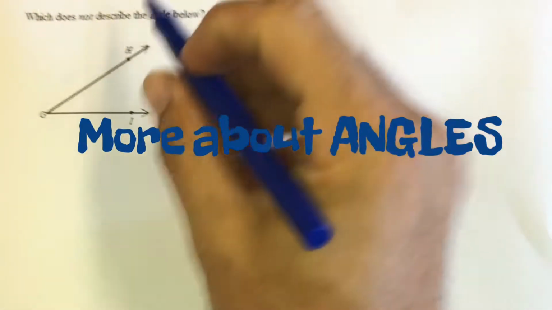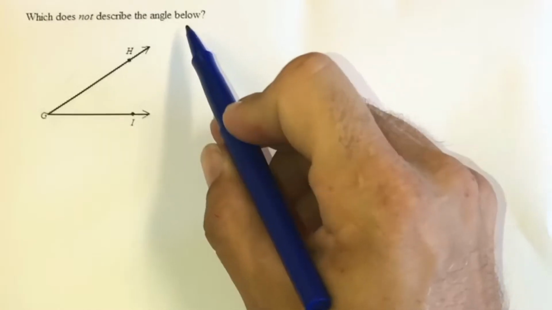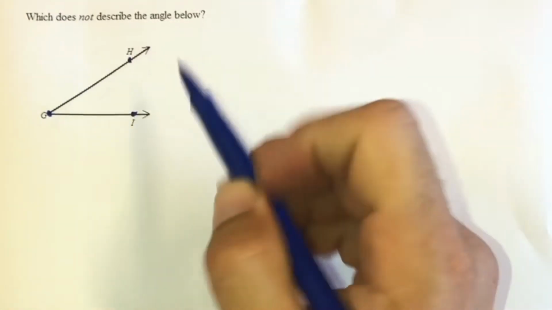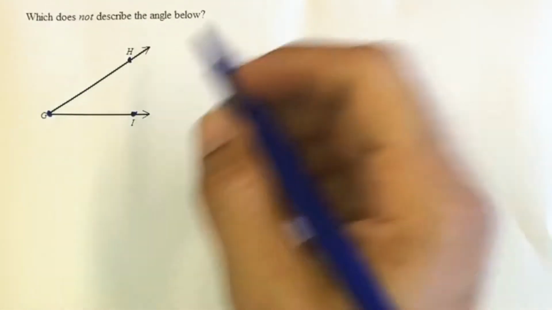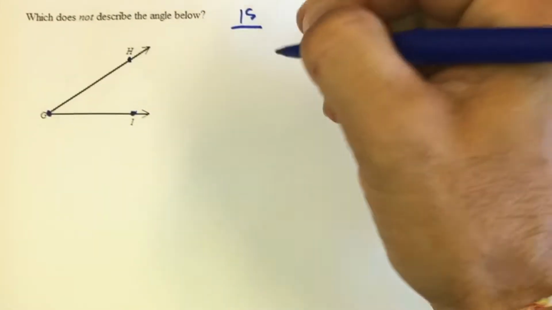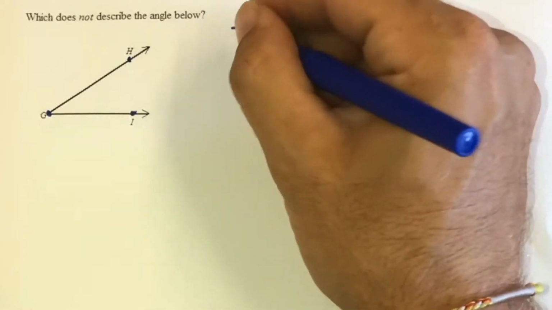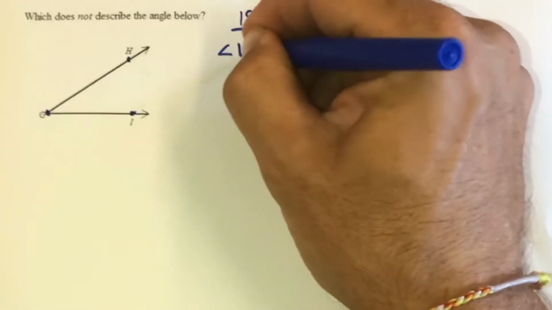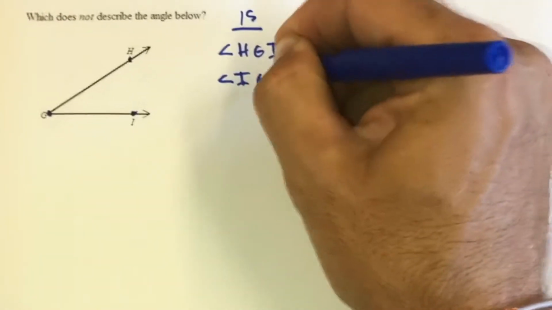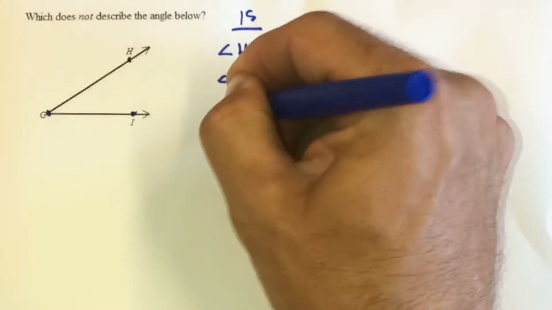All right, so we're talking about what does not describe the angle below. And what they're talking about is the notation with your letters H, I, and G, G being your vertex, GH being your rays, and GI. Now, let's talk about what is. What are some ways to describe this? It would be HGI, IGH, and then angle G.